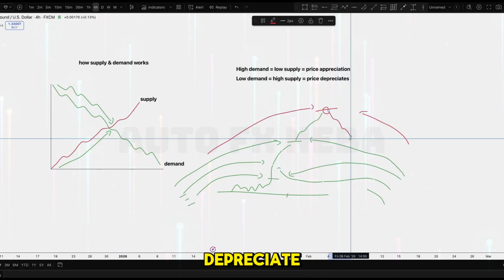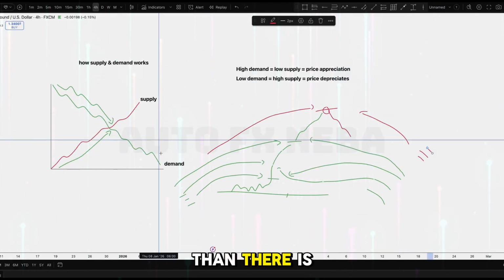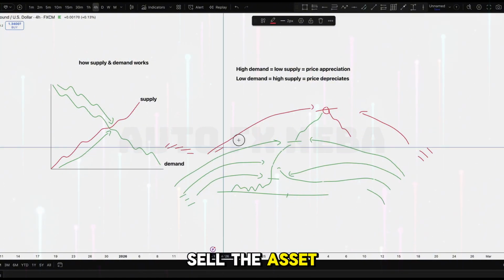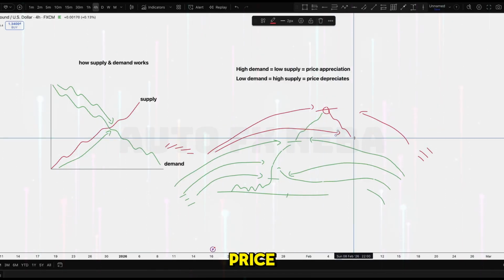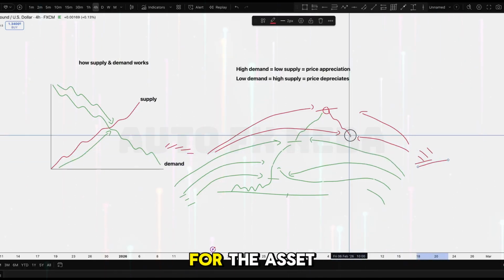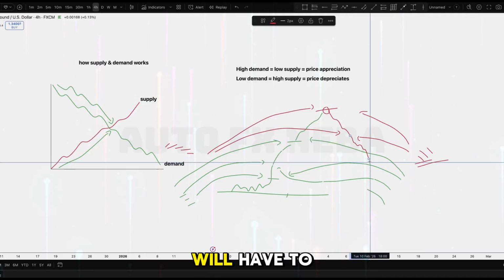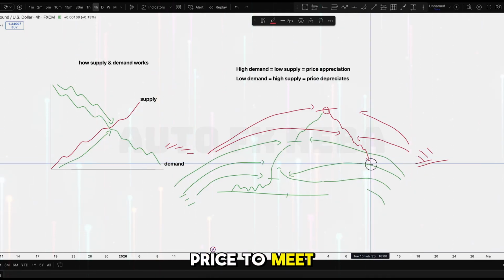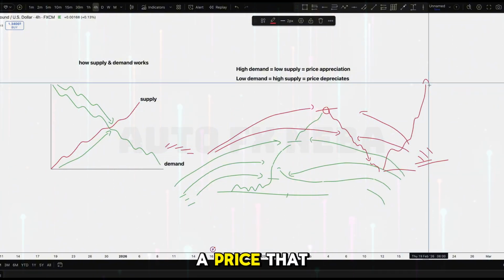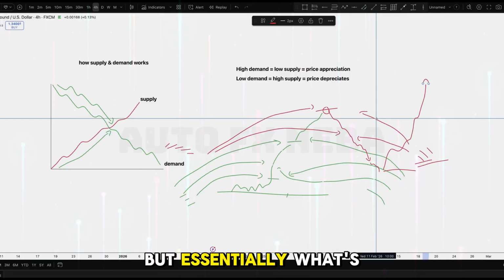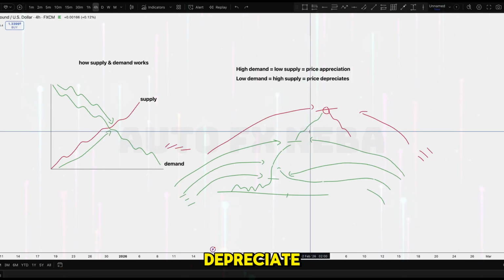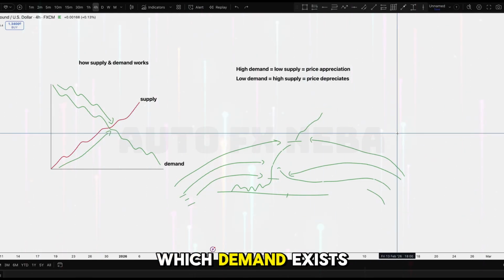But then as it starts to depreciate, because there are fewer people in this pool than there are in the pool of holders over here, people that already own the asset, well, now if you want to sell the asset, you're going to have to say, I'll sell it to you at this price. And then someone's going to come and take it. But basically, because there are fewer people willing to pay these prices for the asset, the owners of the asset will have to keep dropping the price to meet demand. And when demand is met, then we may see a new drive higher when we meet a price that people are happy to start buying in at again. But essentially the price just continues to depreciate to meet the price at which demand exists.